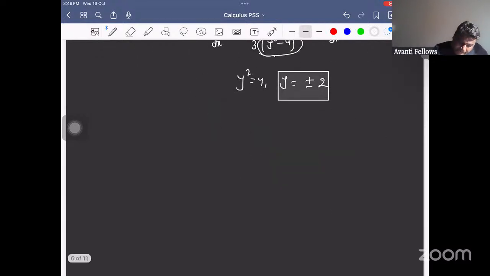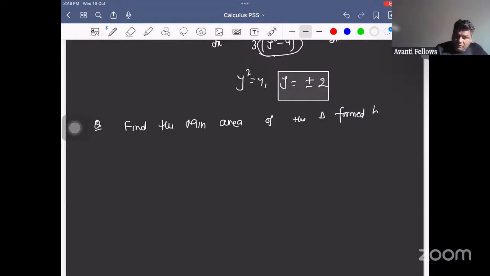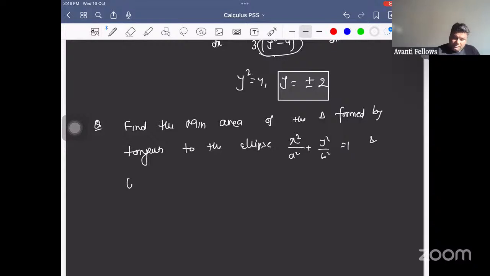Now another question, write down. Find the minimum area of the triangle formed by tangents to the ellipse x square by a square plus y square by b square equals to 1 and coordinate axis. Give it a try very quickly. Very good question.